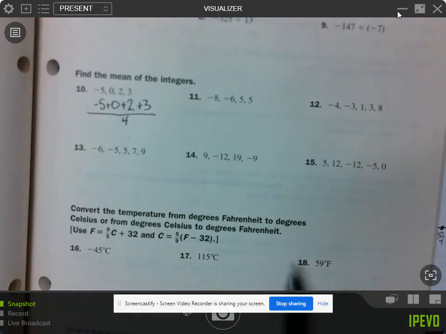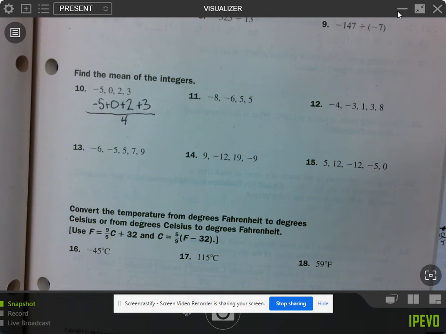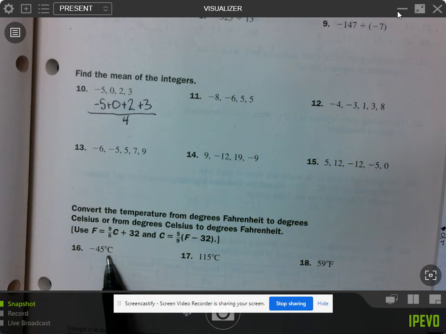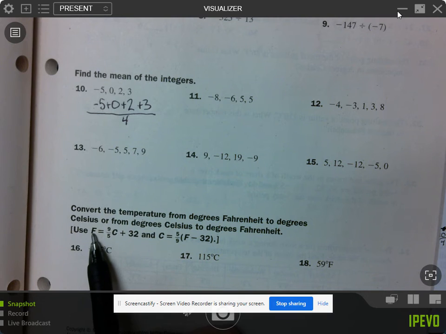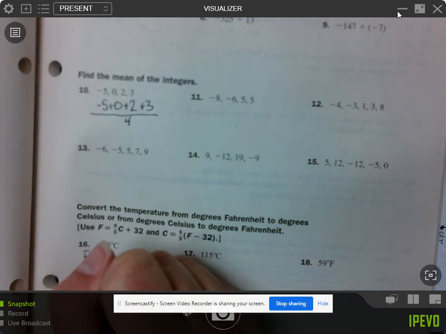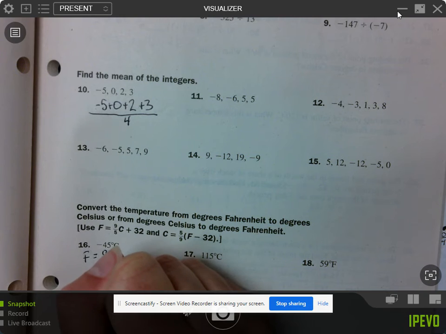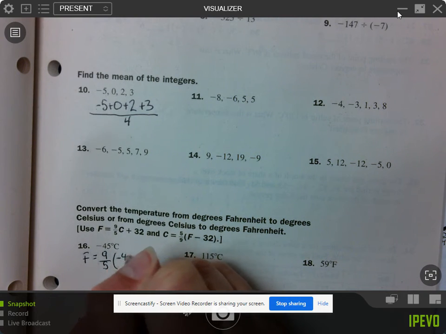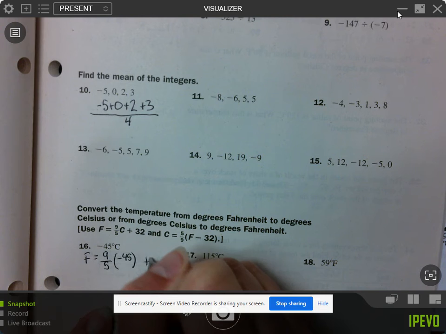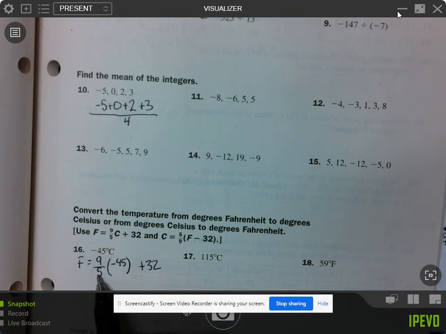Then we see at the bottom, we've got that converting from Celsius to Fahrenheit and Fahrenheit to Celsius. They're giving us the formulas on the workbook page. So we have it in our notebook and we have it on the workbook page. So if they're giving us the Celsius, we want to find the Fahrenheit. So you're going to plug it in to that formula. 9/5 times negative 45 plus 32. So who remembers how I would do 9/5 times 45?